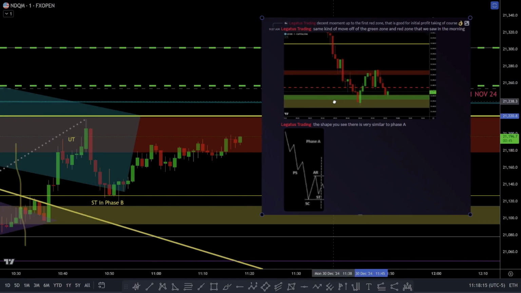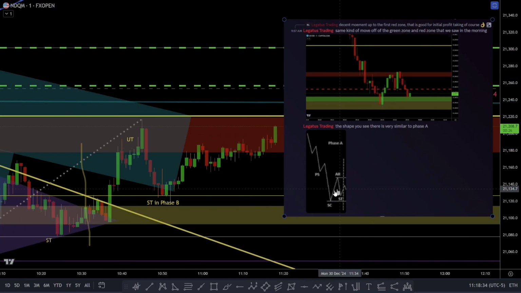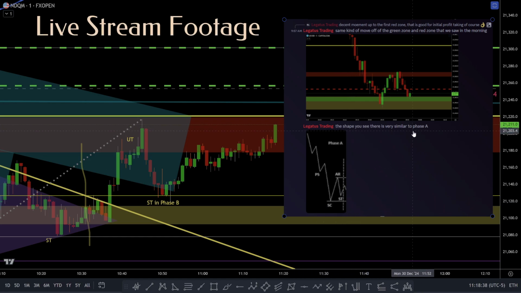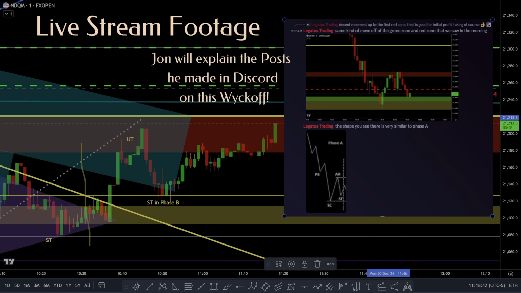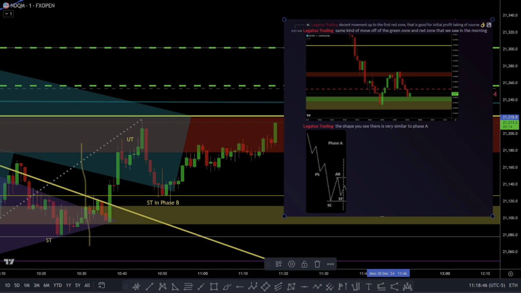It made this Wyckoff. So we could see that we got to this point in the pattern very easily. The shape that you see is very similar to phase A. I mean, that's all that I said about it. But I just want everyone to understand that's how it all began. I started thinking about it at that point.